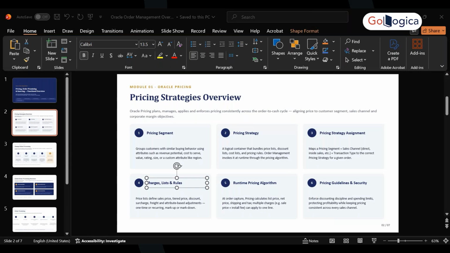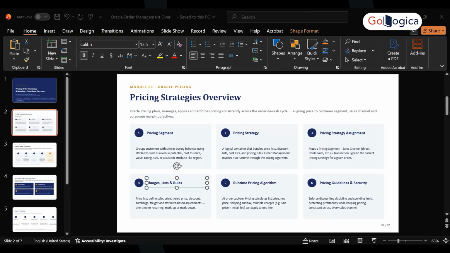Oracle pricing also allows the organization to define complex pricing structures based on the customer type, product category, sales channel, region, promotional offers, contractual agreements, and many other business attributes. So instead of manually entering the prices for each and every customer, Oracle automatically calculates the final selling price using the predefined pricing configurations. And the pricing engine evaluates multiple pricing objects and business rules before returning the final amount to order management. So let's understand each component involved in the order pricing.